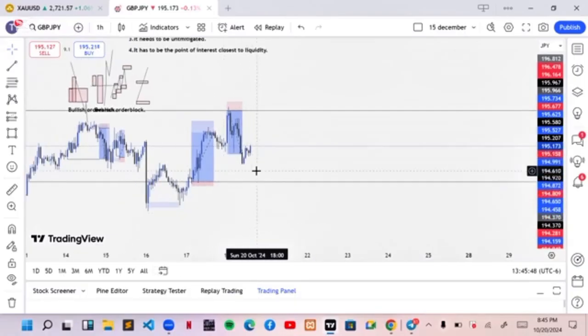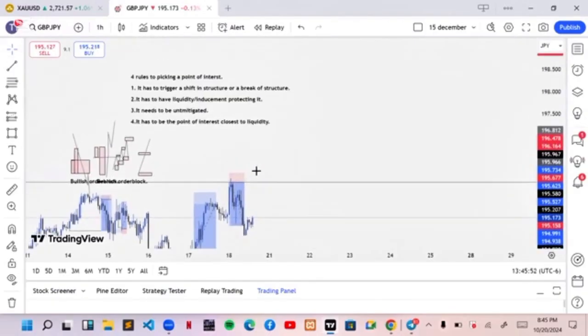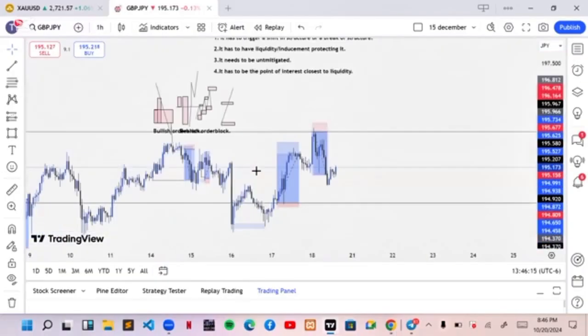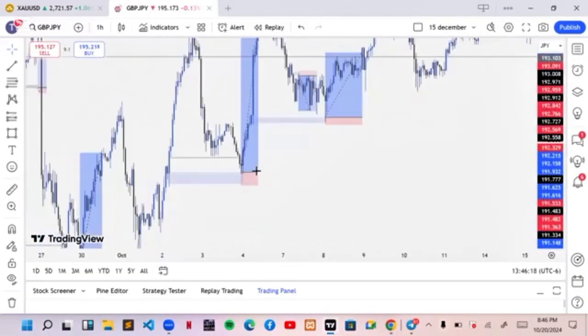So for knowing when to pick between an order block and a breaker block, you need to pay attention to all these four criteria. You need to have a shift in market structure. You need to have liquidity protecting it. It needs to be unmitigated. It now has to be the point of interest closest to liquidity. Meaning that you can only use the order block if your breaker block was mitigated. If your breaker block is unmitigated, you have to pick your entry from the breaker block because it will be the closest one to liquidity. So that's just it.